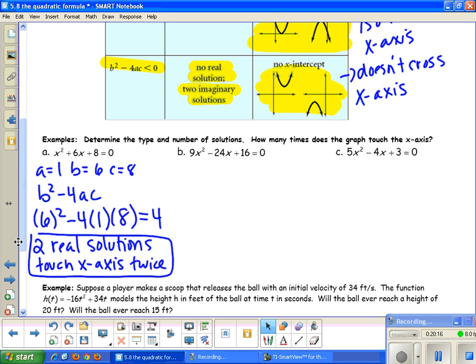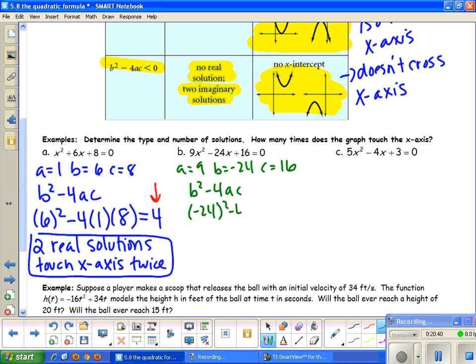So if I go over here to B, same thing. My A is 9, my B is negative 24, and my C is 16. And again, if I wasn't in standard form, I would make sure to put my equation in standard form. So b squared minus 4ac gives us our discriminant. I should have said that this was the discriminant right here, 4 for the last one. So in this case, I get negative 24 squared minus 4 times 9 times 16. When I do that, I get 0. Since my discriminant is 0, if I take the square root of 0, it's just 0. That means I'm going to have one real solution, and that means we only touch the x-axis once.